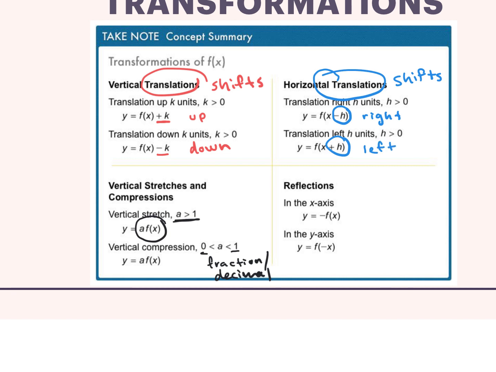And then we have reflections. So if it's outside, it's a reflection on the x-axis because you want to keep your x's outside your house. And if it's a negative being multiplied inside, that's the y-axis. So these are 4 types of transformations.